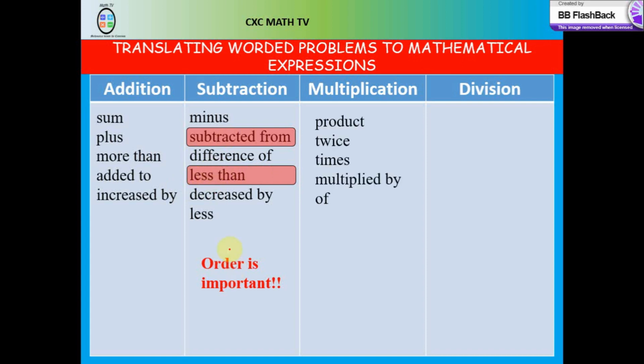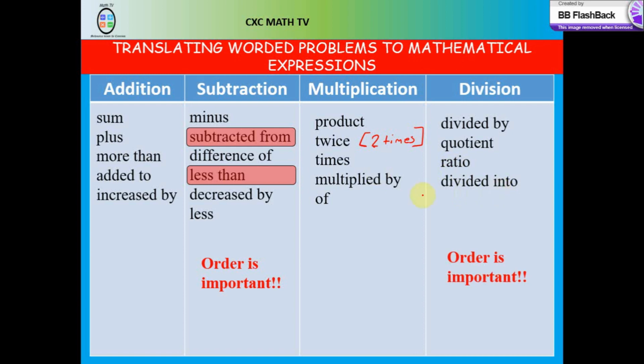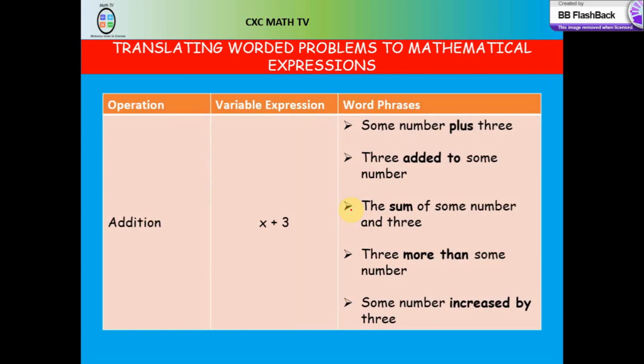For multiplication, you need to remember these are the words associated with multiplication: product, twice. Twice actually means two times. Multiplied by, of, times. Those are multiplication. Division now is divided by, quotient, ratio, divided into. Note for division, order is also important.